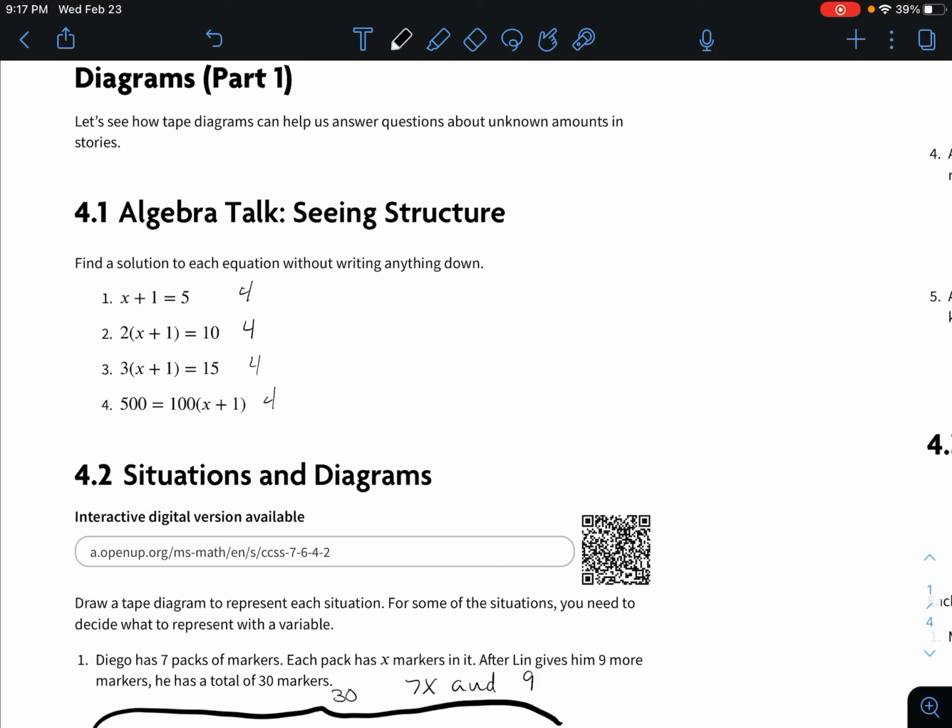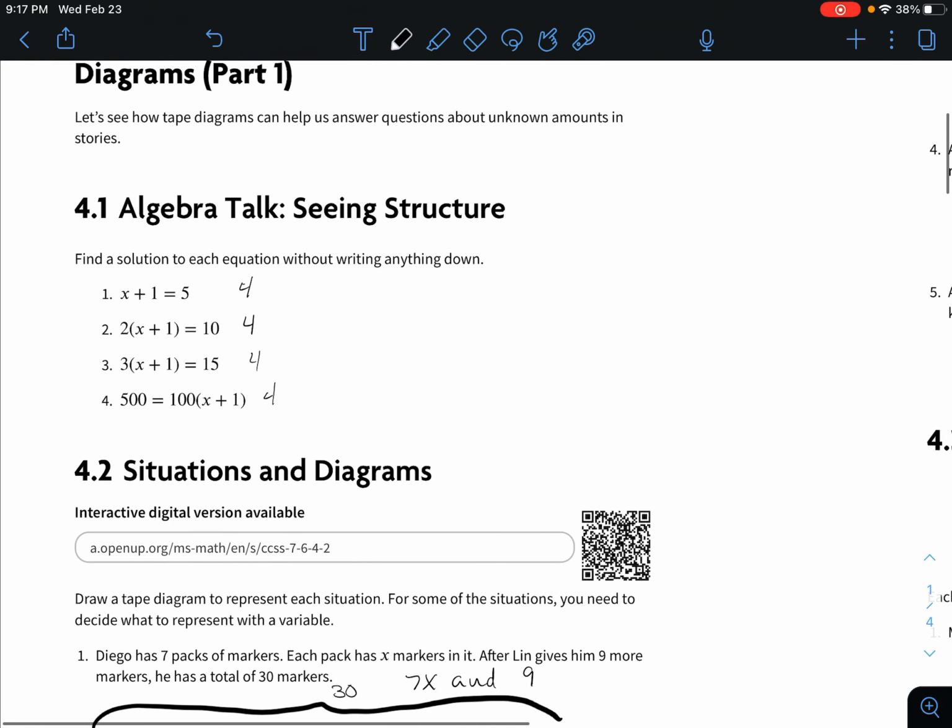Okay, x plus 1 equals 5, that'd be 4. 2 times what equals 10, so that'd be 4 plus 1 equals 5 times 2 is 10. Likewise, x is 4 on number 3, and x is 4 on number 4.